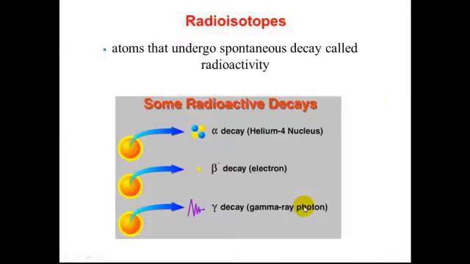Now you may have heard of isotopes having to do with radioactivity. There are some what are called radioisotopes, and these are atoms that undergo a spontaneous decay called radioactivity. This is when certain parts of that element are given up, and that element may either change the type of element that it is in the case of alpha decay, or it may change its energy level in the case of both beta and gamma decay.